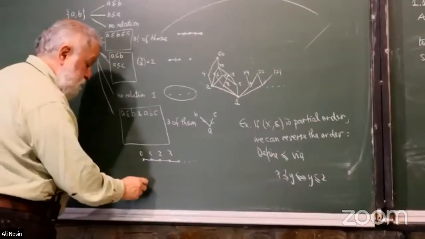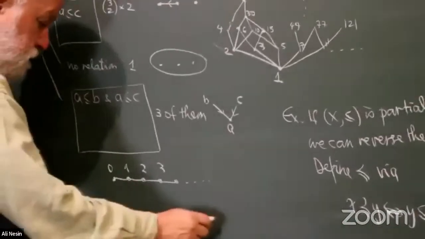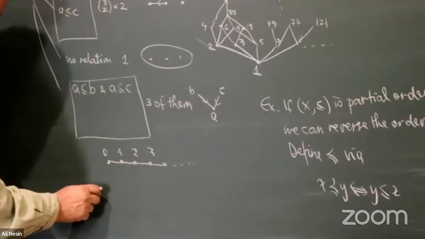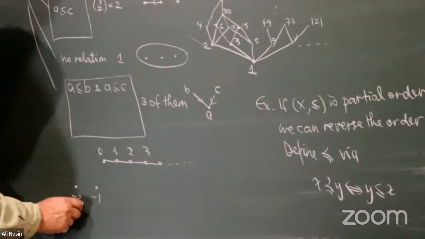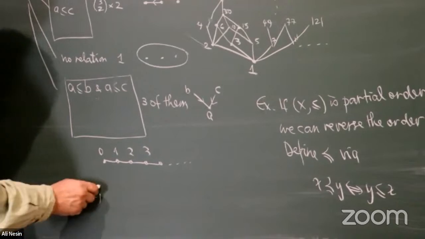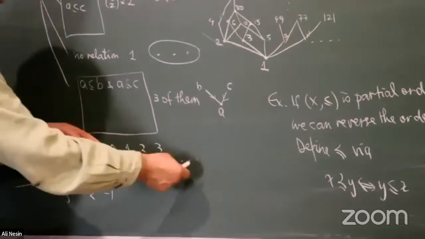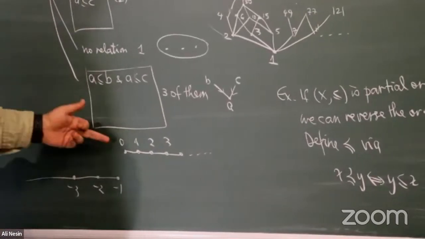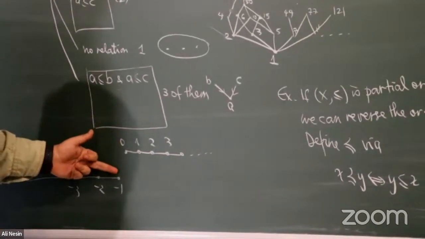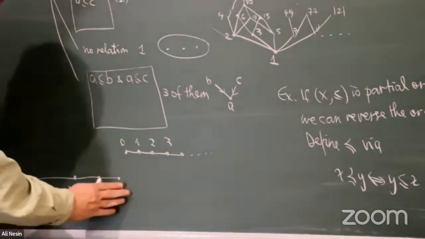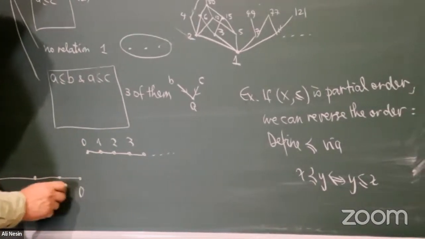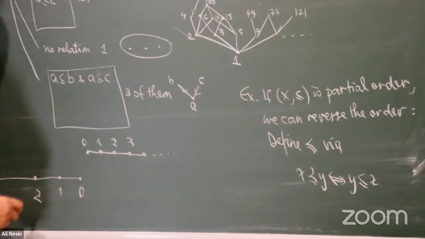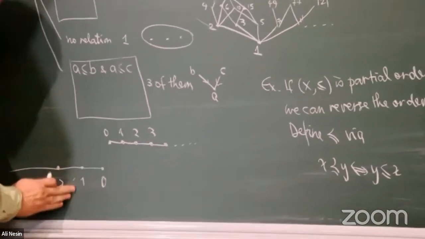You get something like -1, -2, -3. If you reverse this, you will get this one, isomorphic. This has a least element, and the reverse will have a largest element. If you want, you can put 0 here, and 1 here, 2 here, and you say that the order is like this.